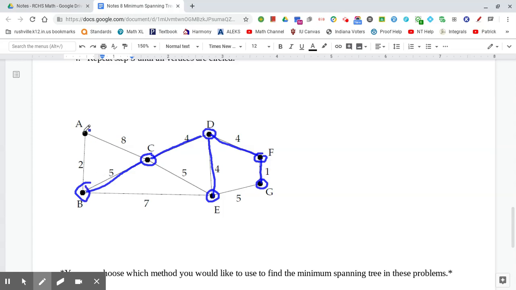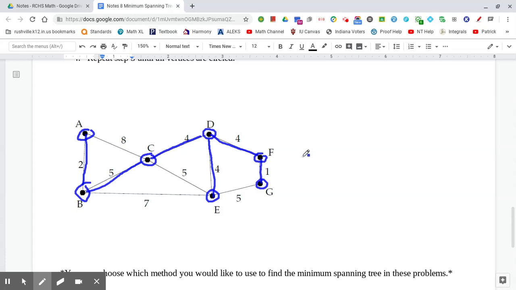All right, and then A. We could either do BA, which is 2, or CA, which is 8. 2 is smaller than 8, so we'll darken BA, and then we'll circle vertex A. Now all of the vertices have been circled. We have 1, 2, 3, 4, 5, 6 edges, and that has created our minimum spanning tree.